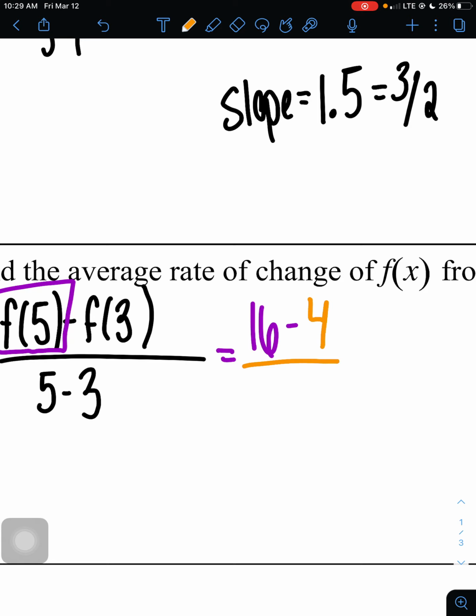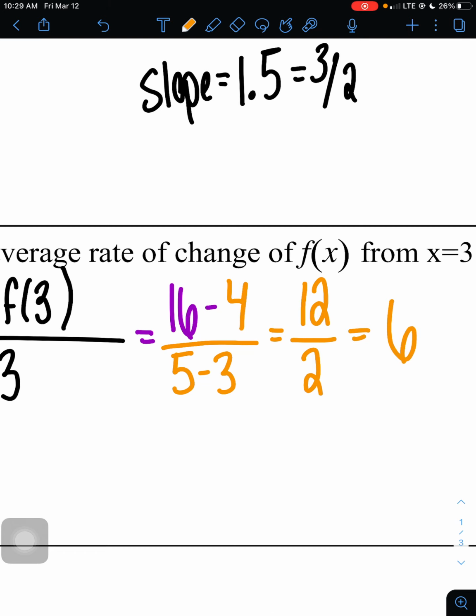And then my denominator hasn't changed. It's still 5 minus 3. So you guys, what we're doing is evaluating the numerator and then just simplifying. So that's all we're doing here. Let me go ahead and simplify my numerator. 16 minus 4, I know that's 12. 5 minus 3, I know that is 2. So here, the slope is 6.